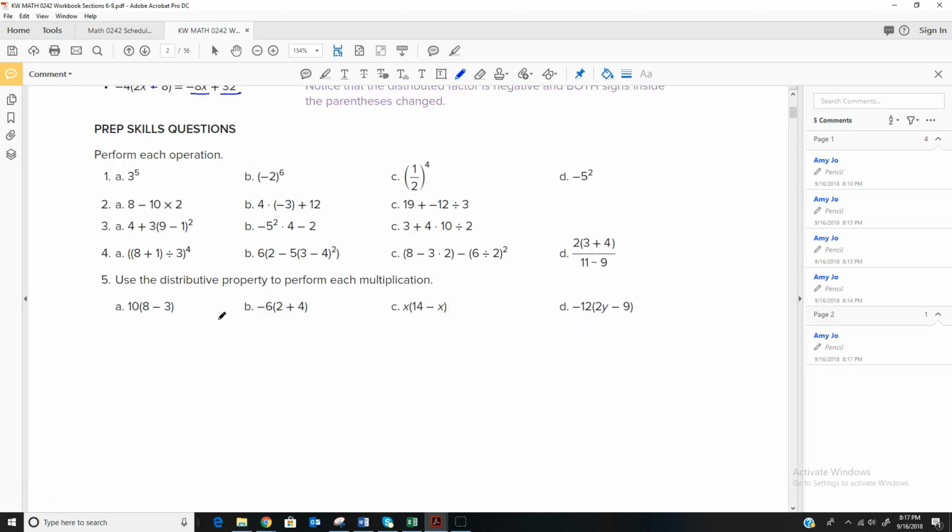All right, so now for these prep skills questions. If I want 3 to the 5th, I could type that on the calculator, or I could type out 3 times 3 times 3 times 3 times 3. If you don't know how to do a power on your calculator, I would highly recommend you find it. On some calculators, it's a little button that looks like this, and you'll push 3, that button, and 5. Other calculators, you'll find a button that looks like x to the y, or it might be a to the b, but it'll look like a base with a power on it. Okay, so if you haven't found that yet, I highly suggest you do.